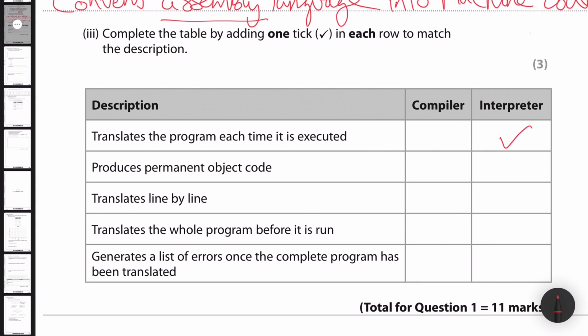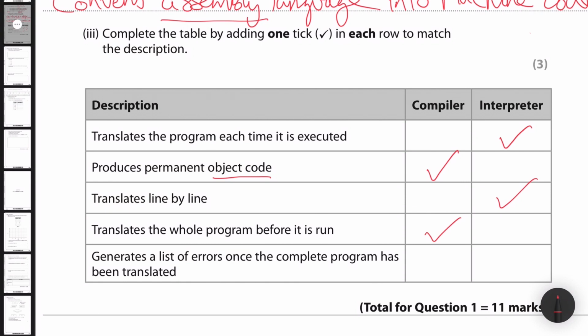Produces permanent object code. Well, this does it all in one go, so it converts the code into object code, which would be a compiler. Translates line by line. Again, it's the same thing as mentioned in the first one. This would be an interpreter. Translates the whole program before it is run. Again, similar to the second one, it is a compiler.